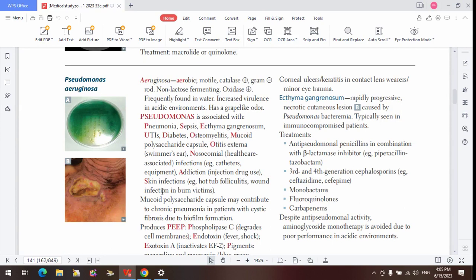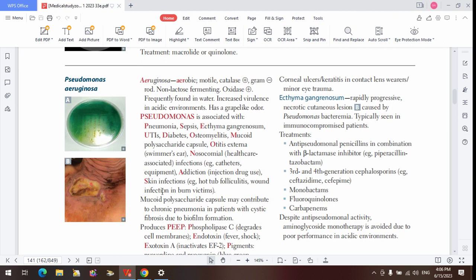Okay, so Pseudomonas is one organism that I feel that we need to know very well. They ask questions on Pseudomonas a lot. It's an aerobic motile organism because it has a flagella, so it can move with the flagella. That's why it's motile. It is catalase positive. It is oxidase positive, but it's non-lactose fermenting. So we're able to remember that it's oxidase positive alongside with Burkholderia cepacia, and it's a non-lactose fermenter.